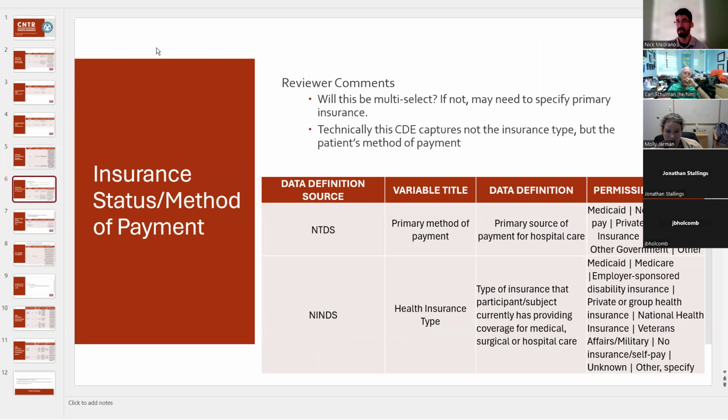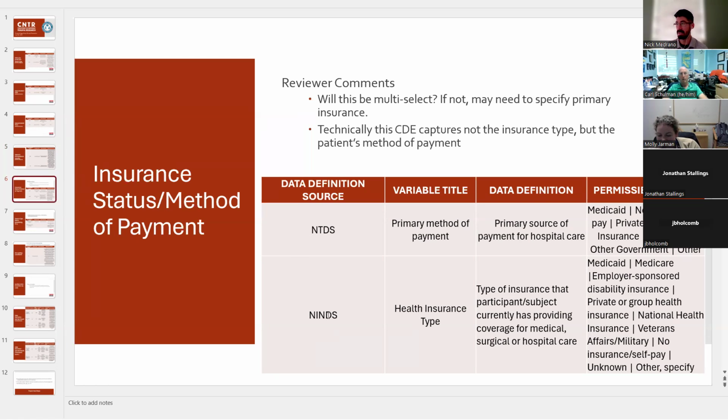Next topic for discussion is insurance status, method of payment, with a couple of comments right here. First, will this be multi-select? If not, we may need to specify primary insurance. And technically the CDE captures not the insurance type, but the patient's method of payment. This is another example of the two different definitions, one NTDS, one NINDS, where they're asking slightly a different question.